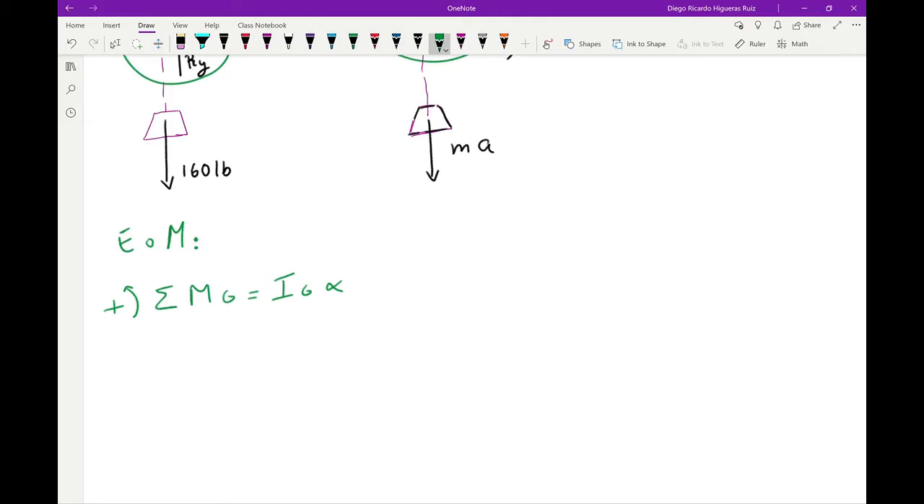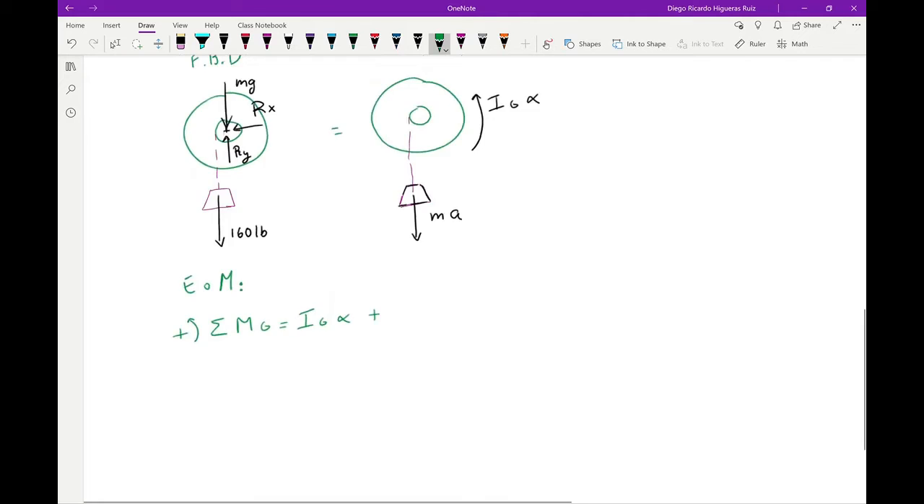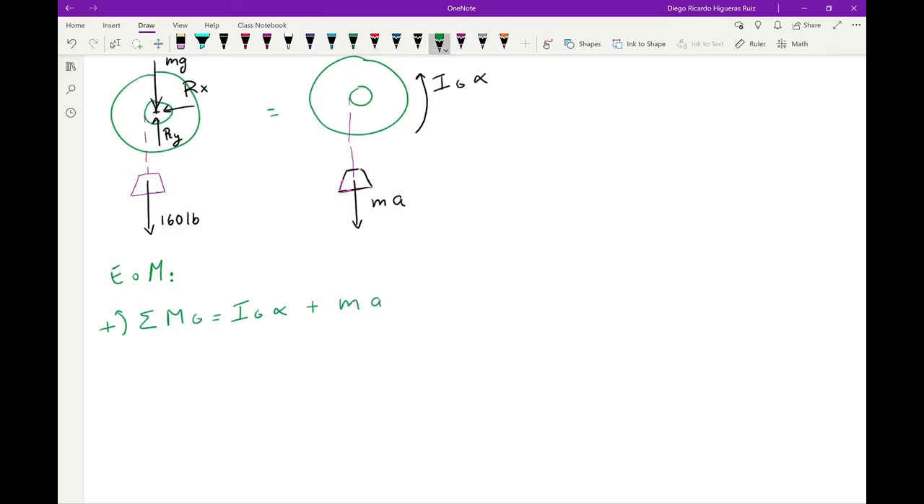but now we also need to add one extra inertia, which is gonna be mass times acceleration and then times Re. There we go. Okay, so now we are accounting for these two.